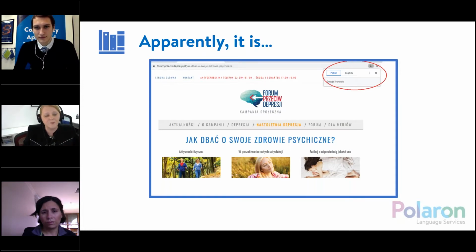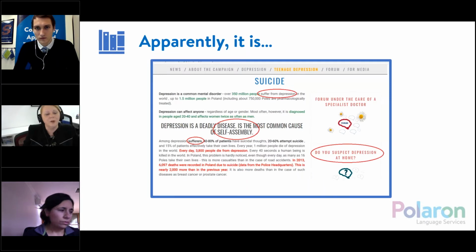And I just found a Polish website that talks about mental health. In the red circle there, you'll see that it's an automated tool, and we move on to the next one. And now I wanted to show you what happens when you translate without input from humans. So the first thing you see under the word suicide is "suffer from depression."